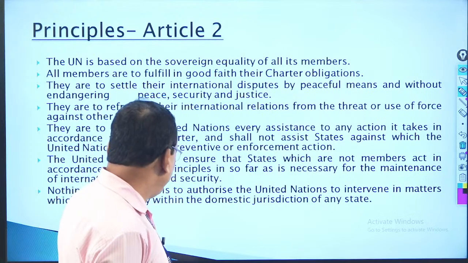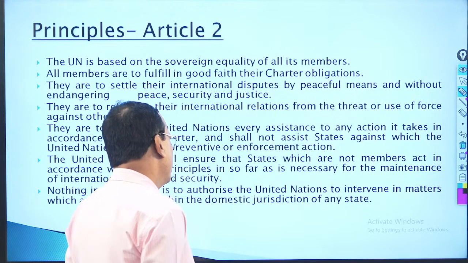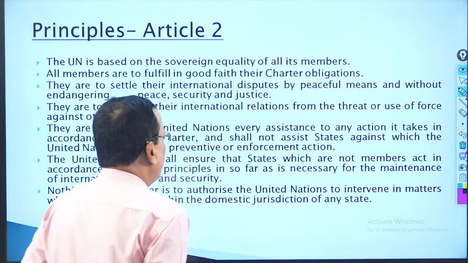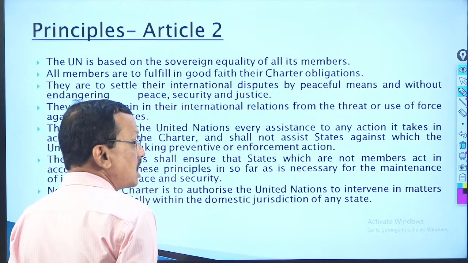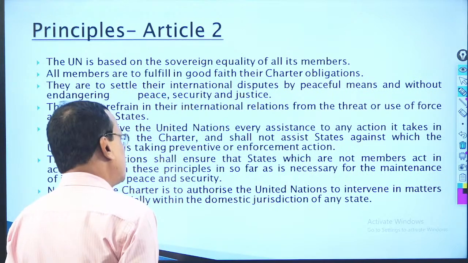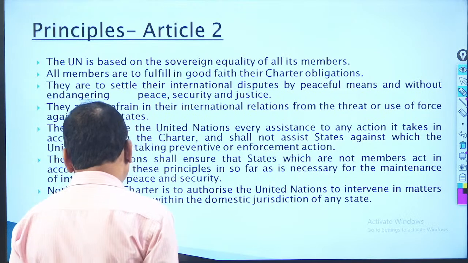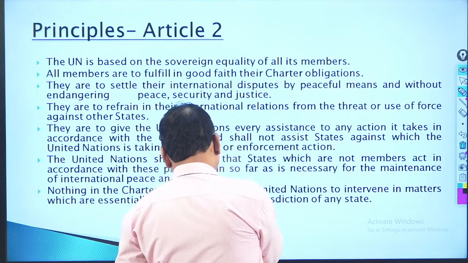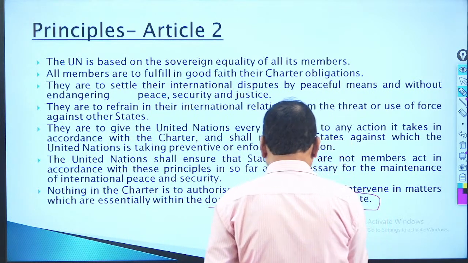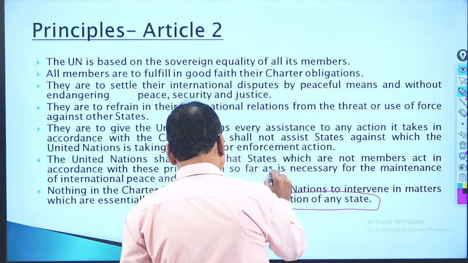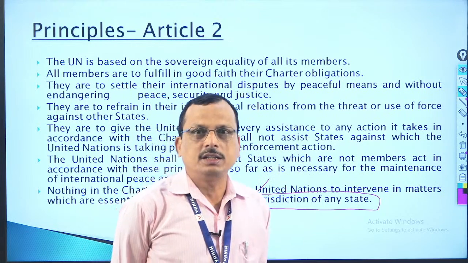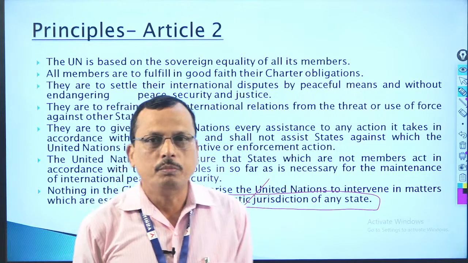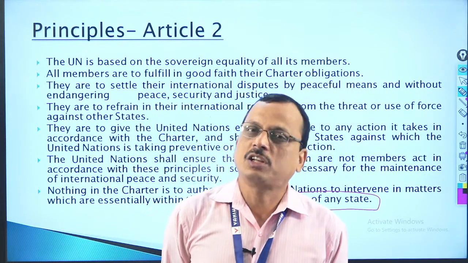Fine. Then nothing in the charter is to authorize the United Nations to intervene in matters which are essentially within the domestic jurisdiction of any nation. See the words how they are being used. Nothing in the charter is to authorize the United Nations to intervene in matters which are essentially within the domestic jurisdiction of any state. That means the UN will not mingle in any state's affairs, if it is a domestic issue, till that issue has no ramification globally or outside the jurisdiction of the country.